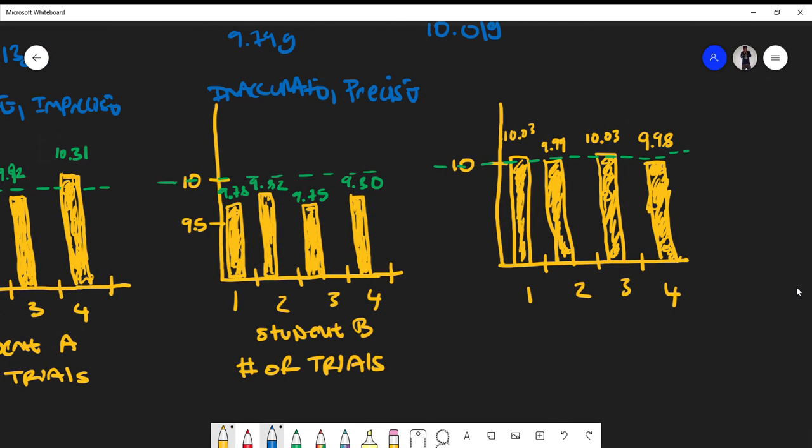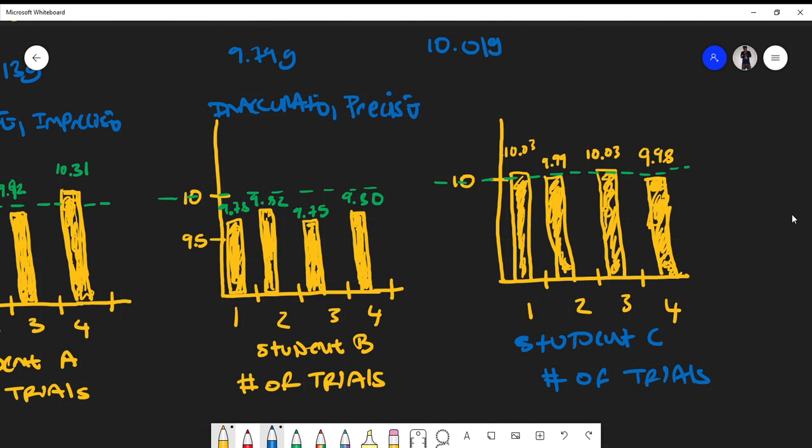What would you say student C is? Do you think he's inaccurate? So this is student C. And again, the x-axis represents the number of trials. Do you think he's inaccurate or accurate? My guess would be he's actually accurate. Why would he be accurate?